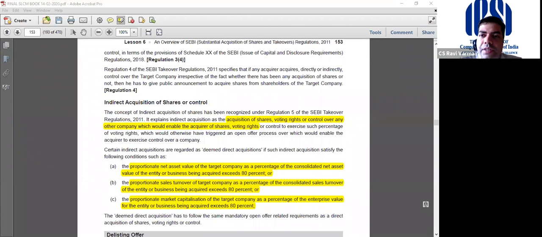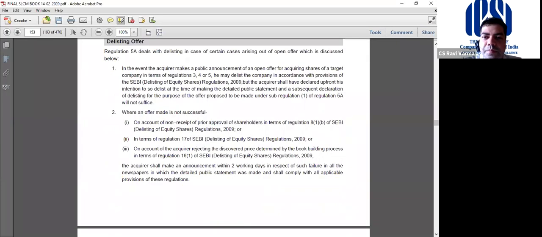Understood? So delisting will run parallelly with the takeover. Write it. Some things which I am saying are worth writing. That delisting and the takeover regulation will run parallelly.